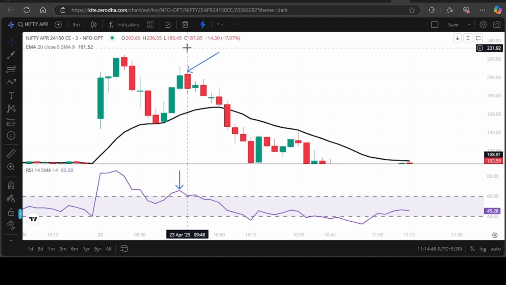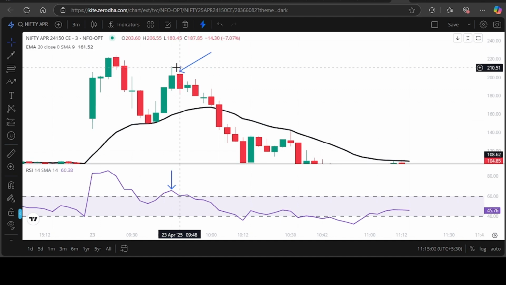If the setup looks very good to me and the difference between the high and the low is too much, then I take the closing and the opening point of the candle. The closing is at 187 and the opening is at 204. So that's almost a 20-point difference. I would still avoid taking this trade because if I lose, I will directly lose 20 points.